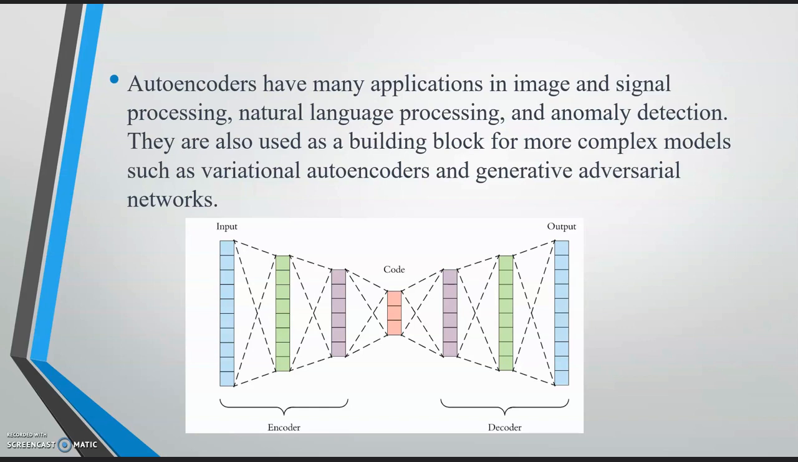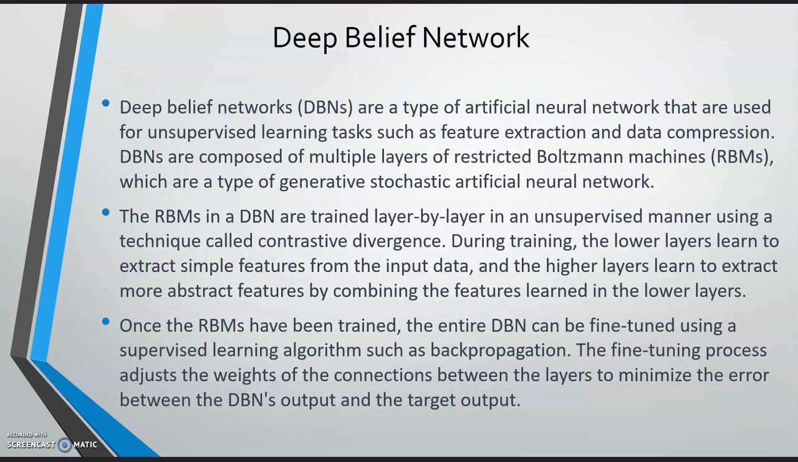Here is a pictorial representation of the structure or the architecture of the autoencoder, which consists of an encoder and a decoder. Next is deep belief network. Deep belief networks are a type of artificial neural network used for unsupervised learning tasks such as feature extraction and data compression. DBNs are composed of multiple layers of restricted Boltzmann machines, which are a type of generative stochastic artificial neural network.